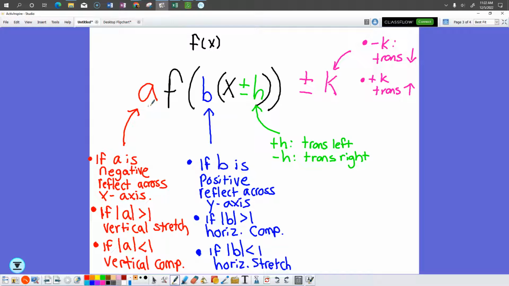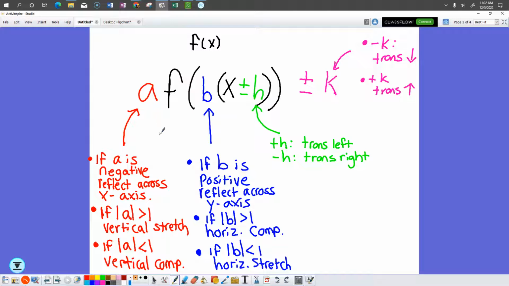If the absolute value of that number, meaning just ignore the negative if there is one, the absolute value of that number, if it's greater than 1, then it stretches your graph. It makes it look taller. And if it's less than 1, it's a vertical compression. It'll make it look shorter.